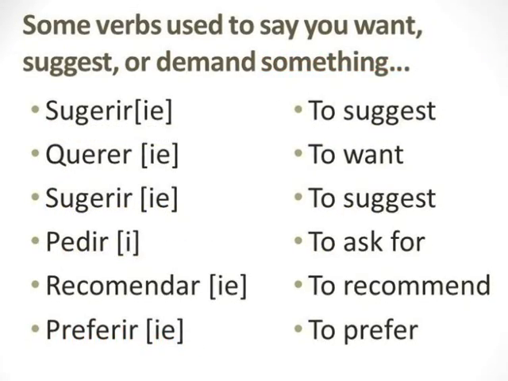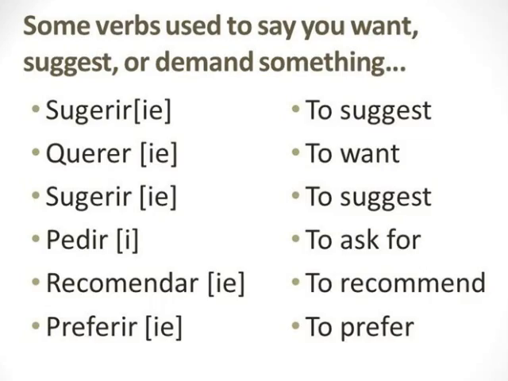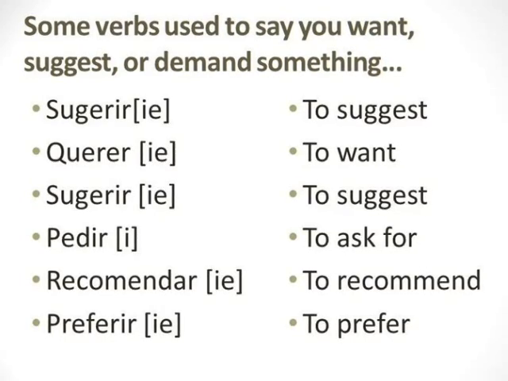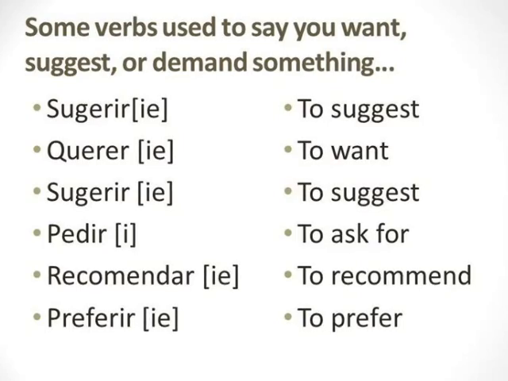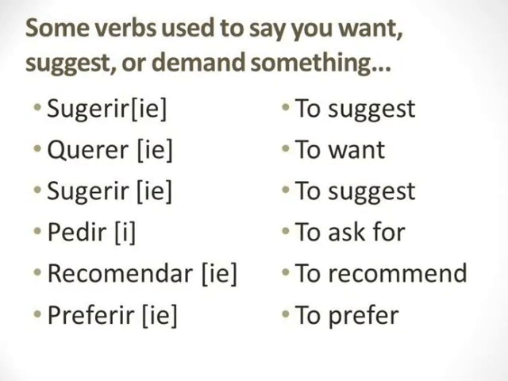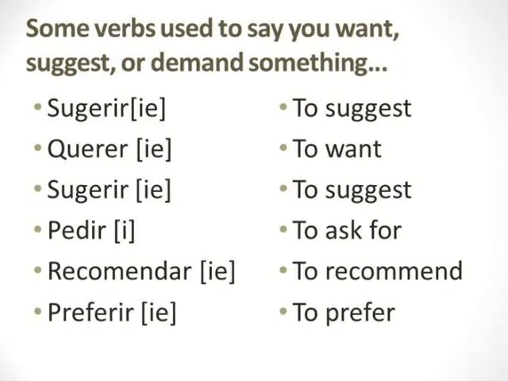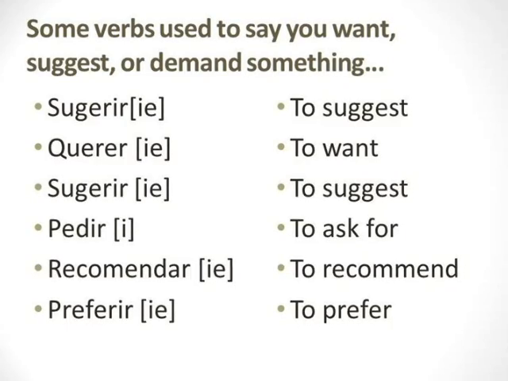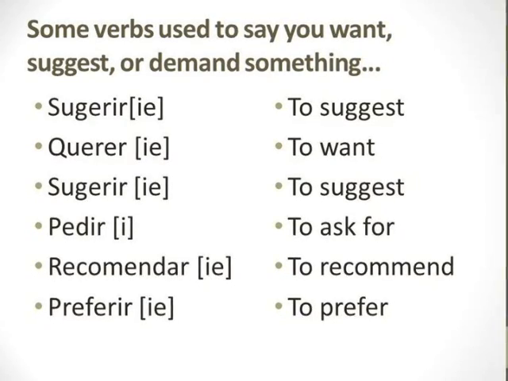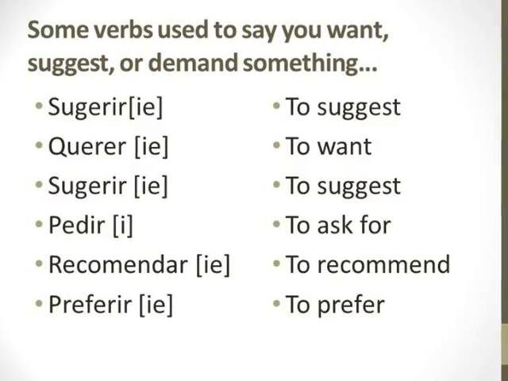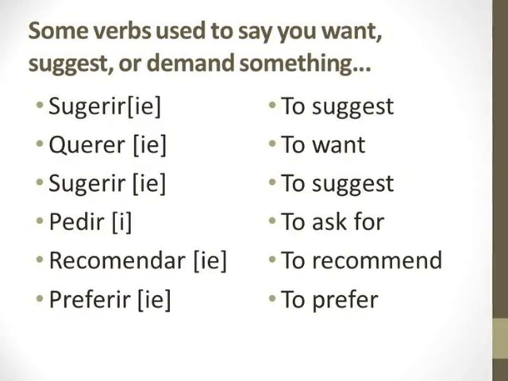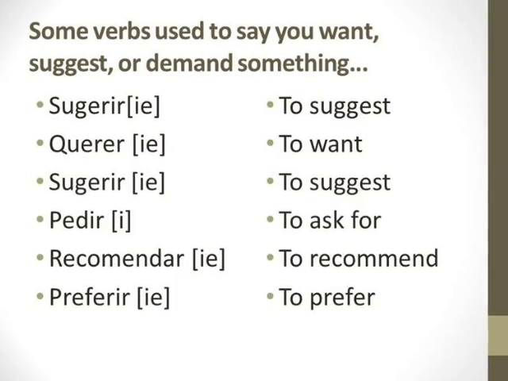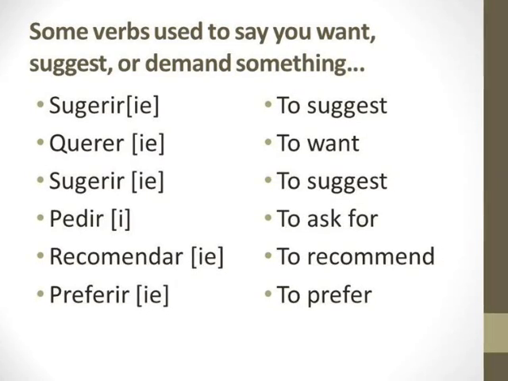Yesterday we focused mostly on the verb querer, but there's a variety of verbs that can be used to say that you want, suggest, or demand something. Sugerir is to suggest. Querer to want, sugerir to suggest, oh no, I put that one on there twice. Pedir to ask for, recomendar to recommend, and preferir to prefer. The yo form conjugation of these all have stem changes. Sugiero, quiero, pido, recomiendo, prefiero, and that same stem change would happen in every form except for the nosotros form.